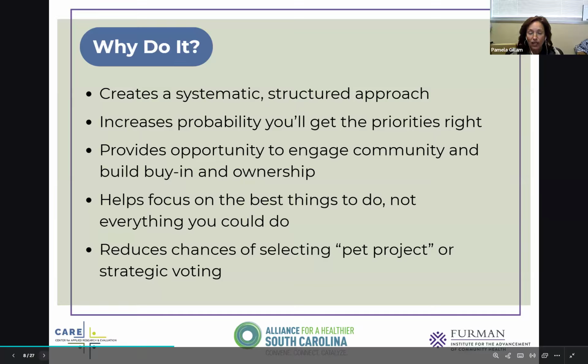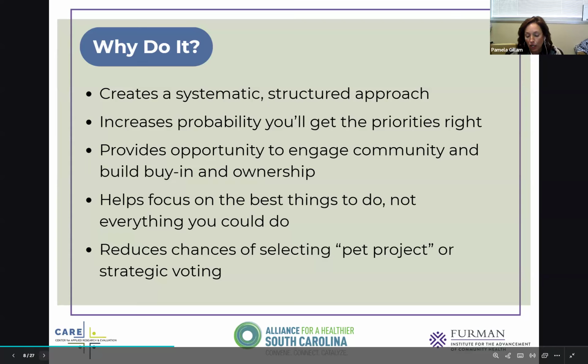So you can have processes that are really inclusive of your partners and interest holders in your community around setting the criteria so you make sure you don't miss anything. And also, when you engage the community in prioritization, the efforts are far more likely to succeed if they've been involved from the very beginning.